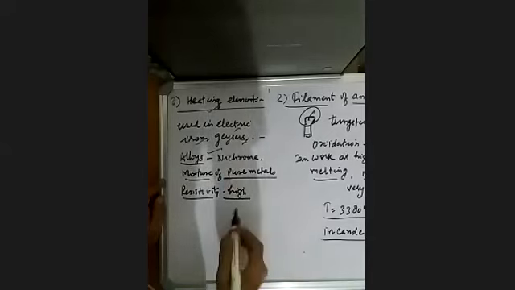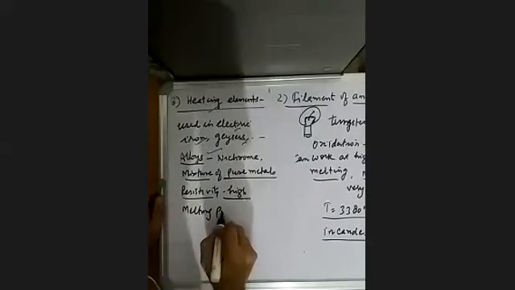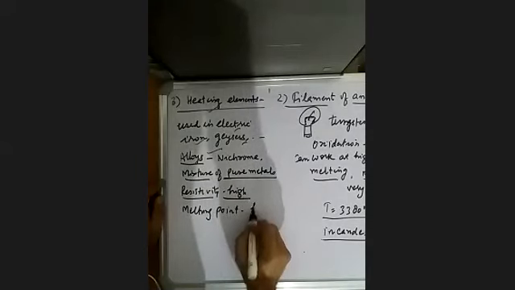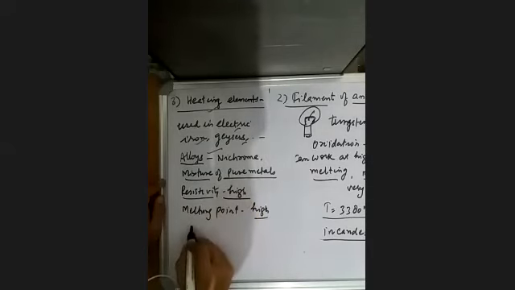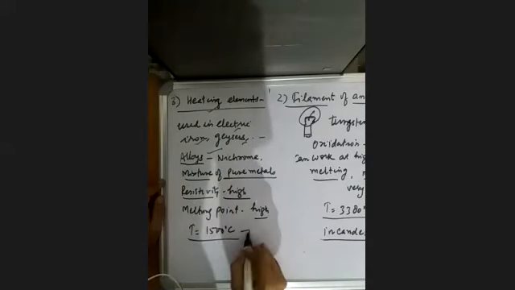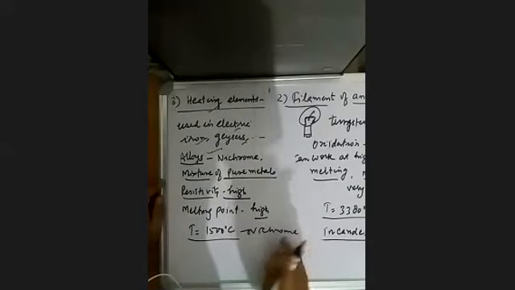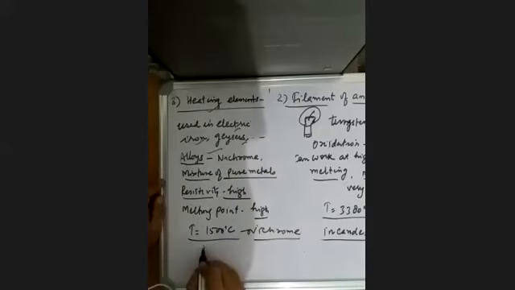Also their melting point is quite high, so they do not melt very easily. They melt at very high temperature. In this case, the melting point of nichrome is 1500 degrees Celsius.